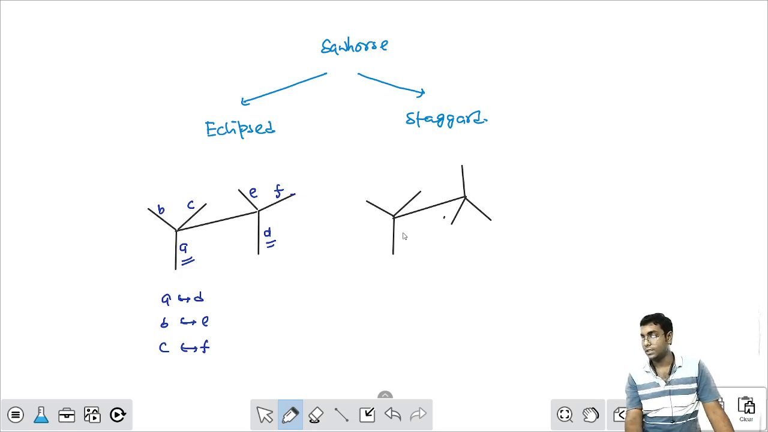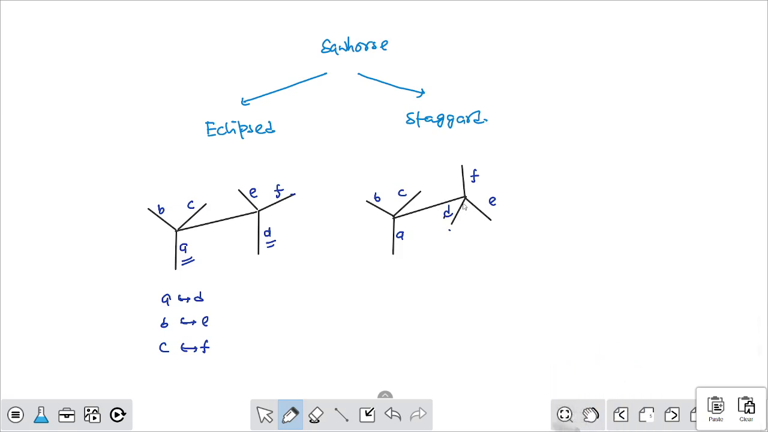But here you can see it is A, it is B, it is C. Let's suppose it is D, E, and F. Now you can visualize it in a way that the A bond is in between D and E, the B bond is in between D and F, and the C bond is in between F and E. If you want to visualize it with the help of a model, then just see this molecule.